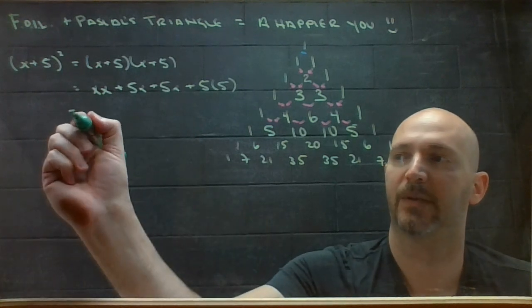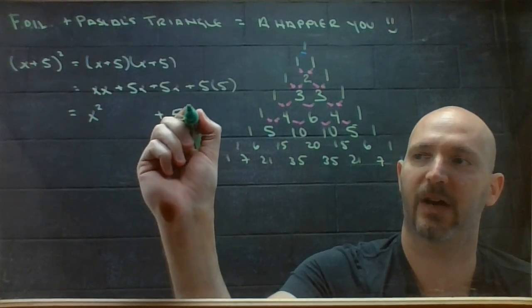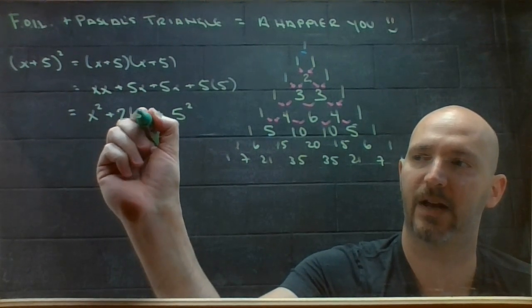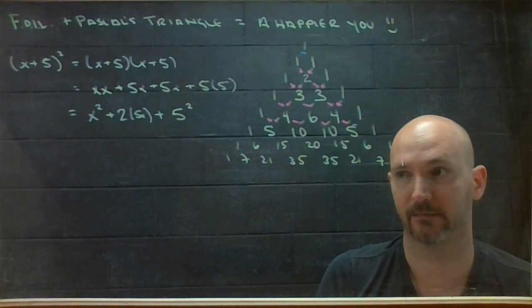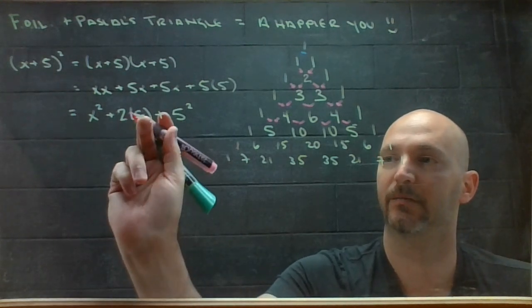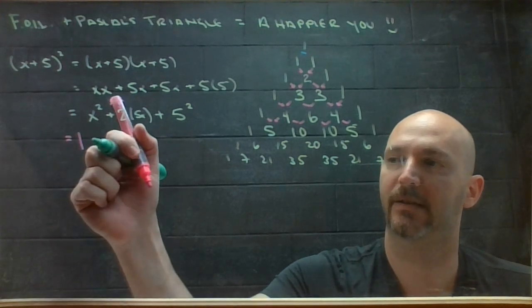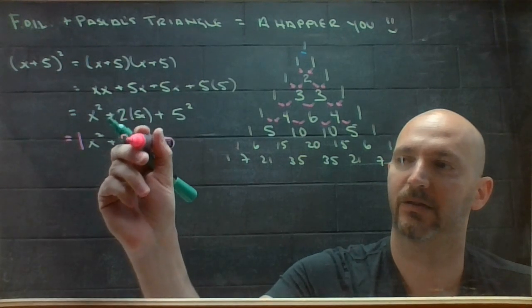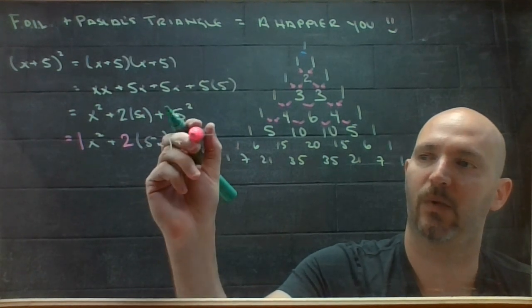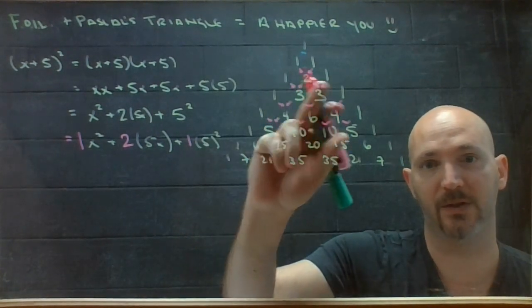Okay, so this thing, that's x squared there. This at the back, that's 5 squared. And in the middle here, you have two 5x's. Now, if you can see, you've got 1x squared, 2 5x, and 1 5 squared. There's that number, 1, 2, 1.